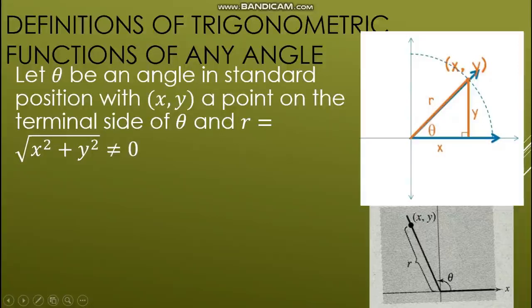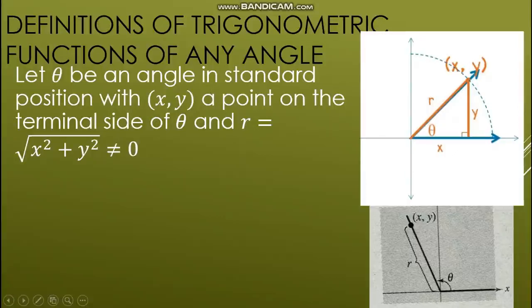Okay? Now, our idea here is to determine the ratios of the sides of this right triangle. Okay? And also, r equals square root of x squared plus y squared. This is something like the formula for the Pythagorean theorem. Okay? That is finding the hypotenuse of a right triangle.